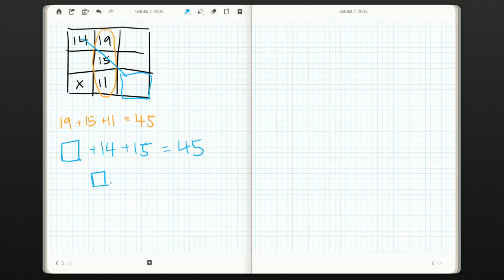So we can rearrange this. Subtract off 15, you'll get 30. Subtract off 14, you'll get 16. And I know a 16 now goes in here. Okay. And now I'm in a position to get x. x plus 11 plus 16 has to be equal to 45 because it's a full row. Okay, well, subtract off 11. We get x plus 16 must be 34. Subtract off 16, and we should get x is equal to 18. And if you need to use your calculator, that's all right. So our answer should be x is equal to 18.